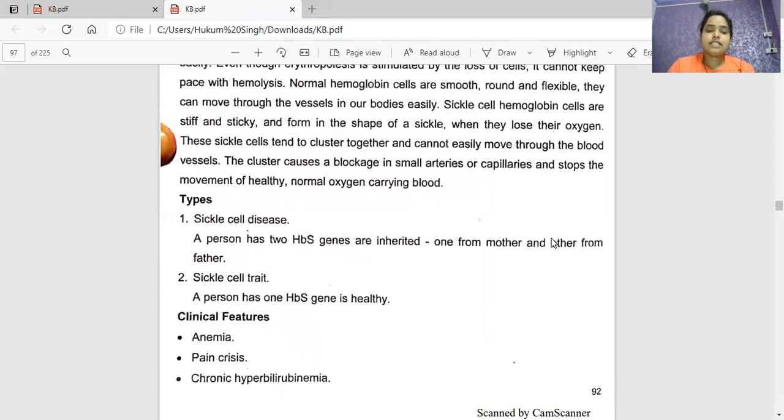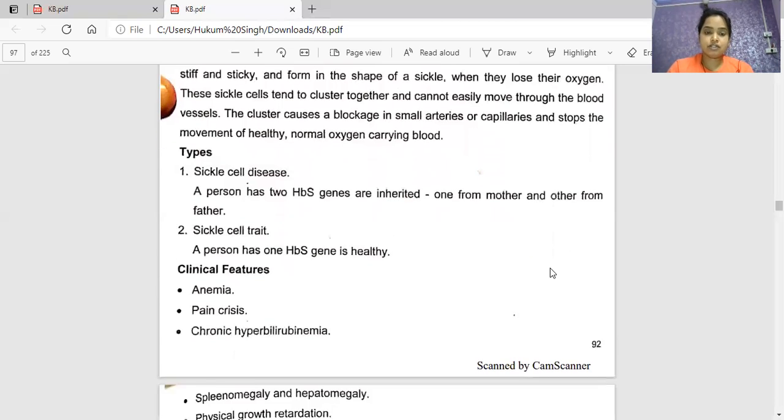So the types are sickle cell disease and sickle cell trait. Sickle cell disease is when a person has two HBS genes inherited, one from the mother and the other from the father. So it is very risky. And sickle cell trait is when a person has one HBS gene and the other gene is in healthy condition.